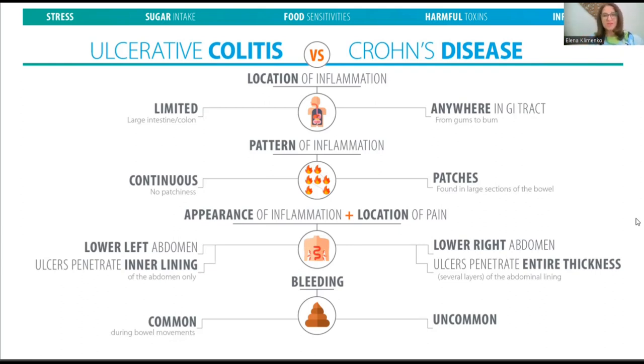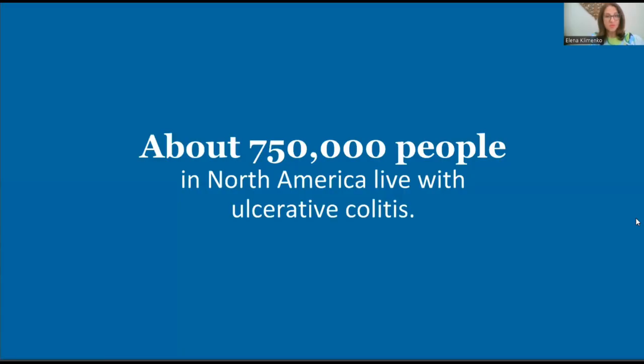Whereas Crohn's disease could be anywhere in the gut, anywhere from the gums to the anus, and it will present with patches of inflammation. So not continuous, but patches along the bowels, anywhere along the bowels. And the ulcers of Crohn's disease will penetrate through the entire thickness of the colon wall. So that's the biggest difference. And bleeding is not as common with Crohn's, though it is possible.